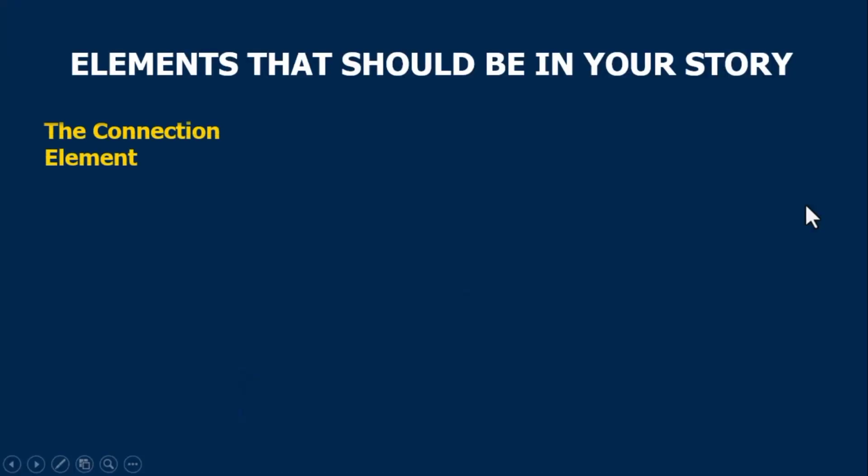Now, let's look at these elements one after the other and explain them properly. Now, the first one is the connection element. The connection element is the element that shows your past, but their present. Now, how you struggled in the past, and how they are struggling right now.